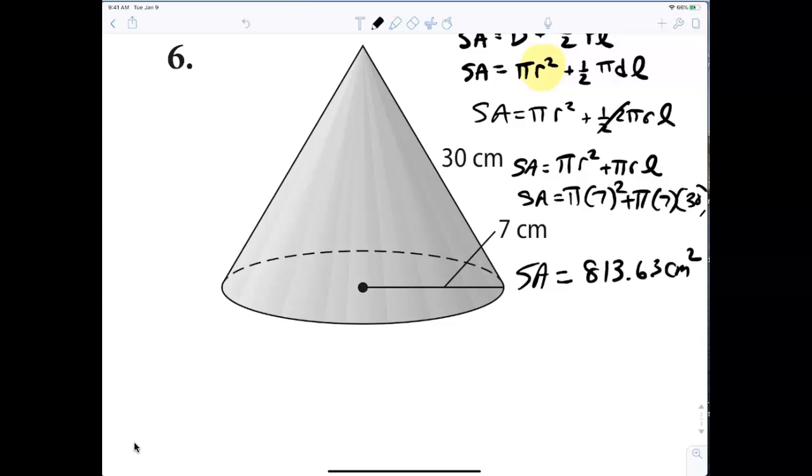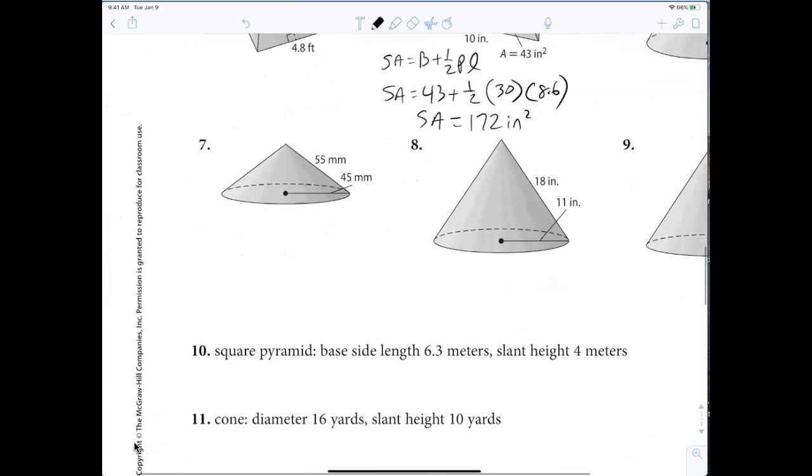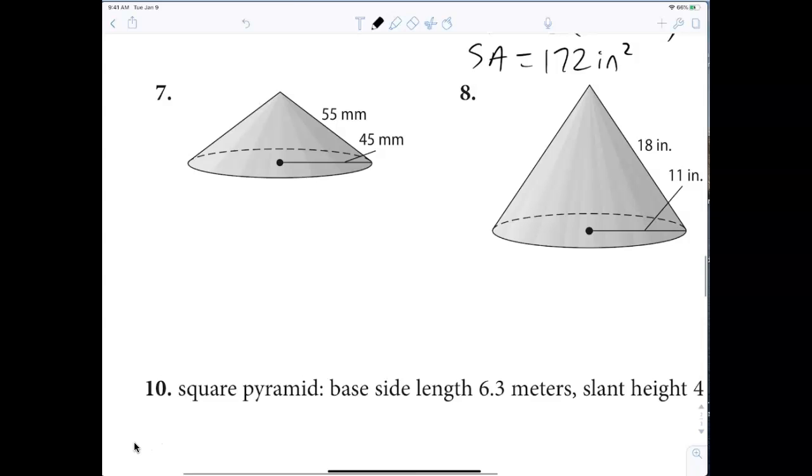All right. So now, just to double check us, we're going to knock out 7. Again, I prefer that you write the surface area as pi r squared plus pi r l. Just plug the numbers in. Let's go. Come on. Stay focused.